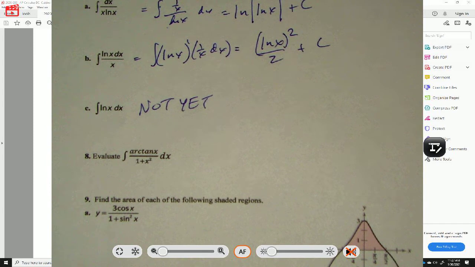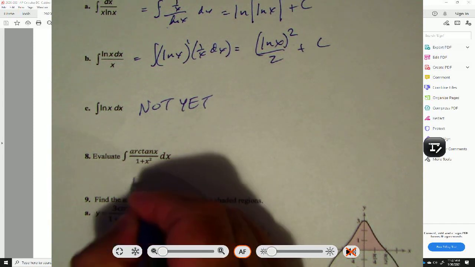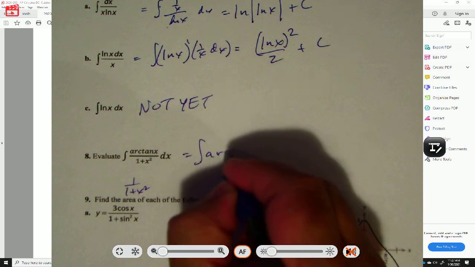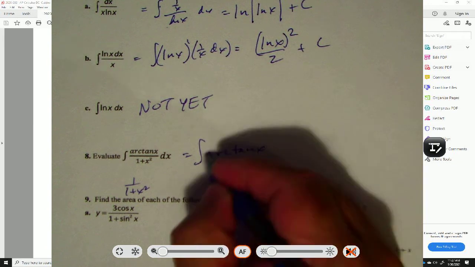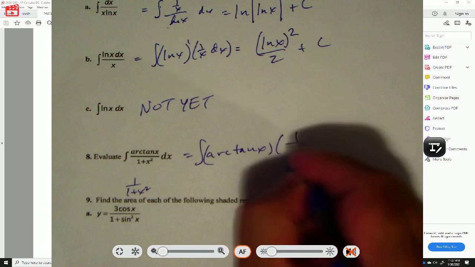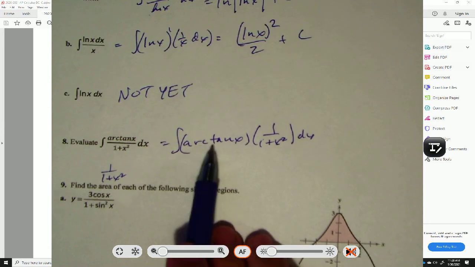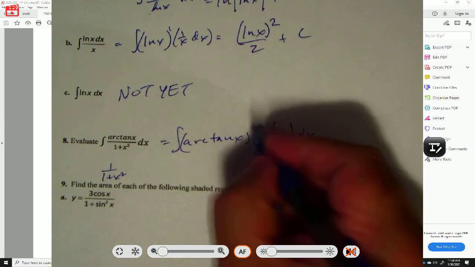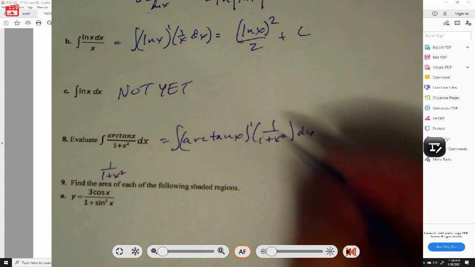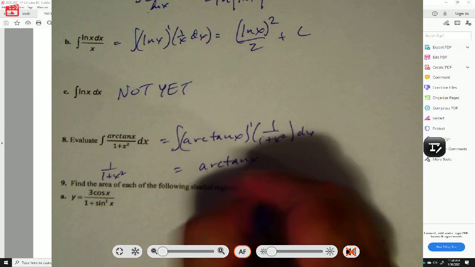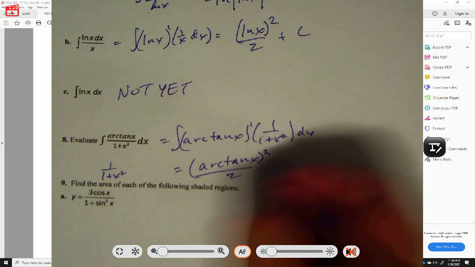What is the derivative of arctan x? The derivative of arctan x is 1 over 1 plus x squared. Alright, so I'm going to rewrite this as arctan x times 1 over 1 plus x squared. So what I have here is the derivative of this over here. So I can use the power rule on this. So using the power rule, that's going to be arctan x to the second power divided by 2 plus a constant.